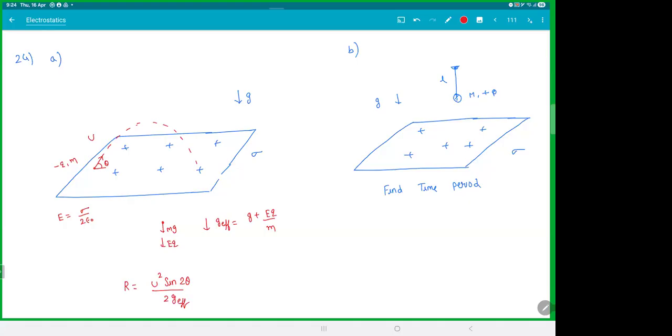Right? Same thing you will do here also. So tension will be mg plus EQ. This is equal to mg effective. We have done a few questions like this before. We get the time period will be 2 pi root over L by G effective, and you're done. Clear? So that infinite sheet will not do anything more than that. All clear with this? Next one.